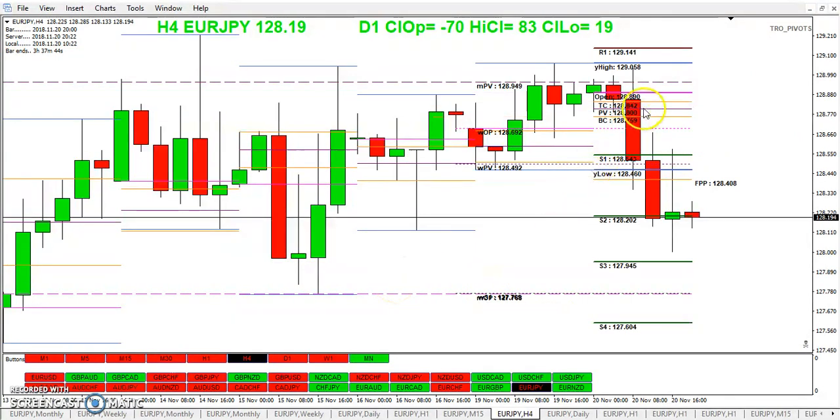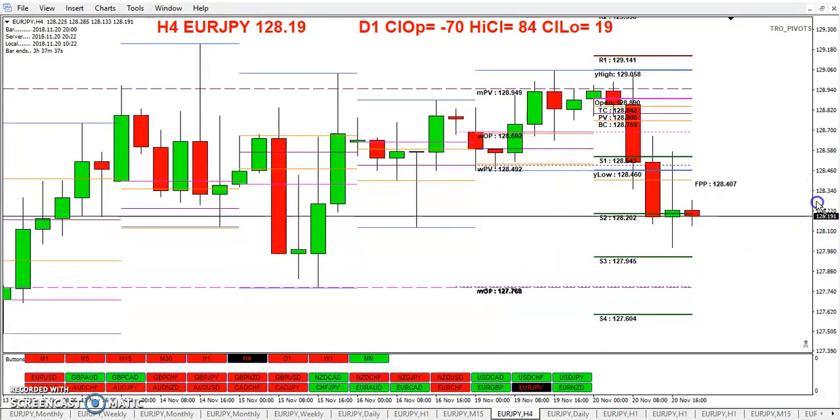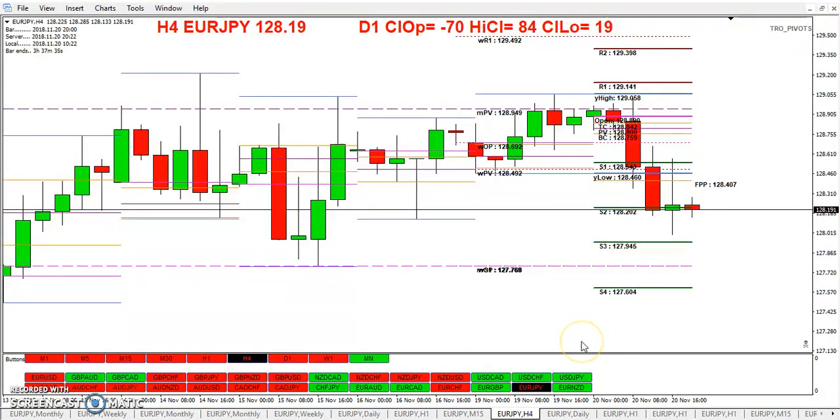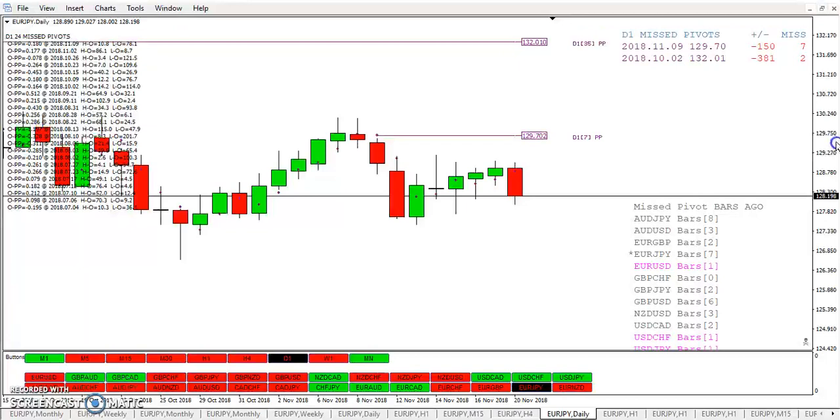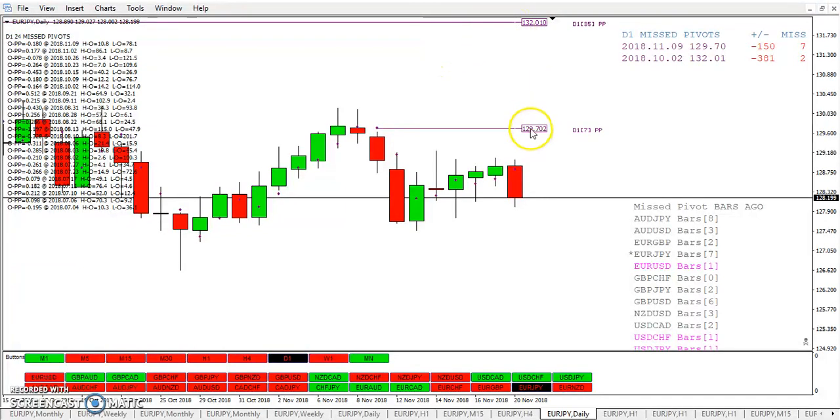And once again on the pivot, we see that we hit the pivot. We took out the weekly pivot. Okay. And on the daily, we're sitting right here at S2. Took out the pivot. We still have 2 missed pivots. And we're moving further away from those pivots.